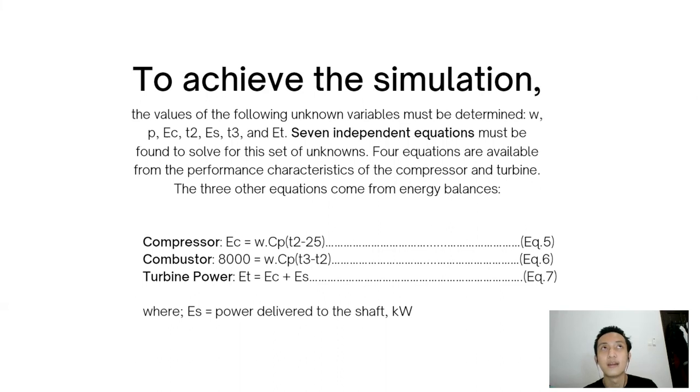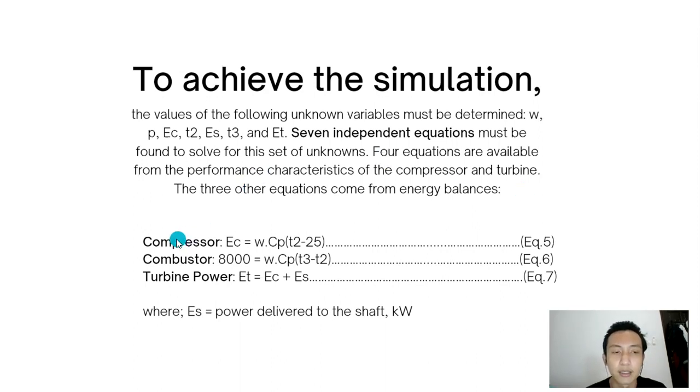As we know, we also need at least seven independent equations to solve for this set of unknowns. So far, we have 4 equations, and those 4 equations are obtained from the performance characteristics of the compressor and turbine. So the 3 other equations come from energy balances, if we remember from our basic thermodynamics class. From the energy balances we can obtain 3 more equations.